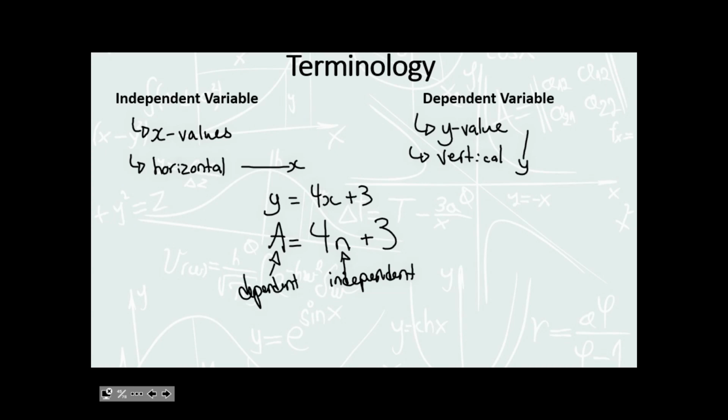And we can say this side is the independent because I can select any number I want and just keep putting it into here. 4 times 1 plus 3 gives me 7. 4 times 4 is 16 plus 3 gives me 19, right? I can select these values and automatically have an outcome. Whatever value I select here will change, and so this is dependent on whatever value I select.